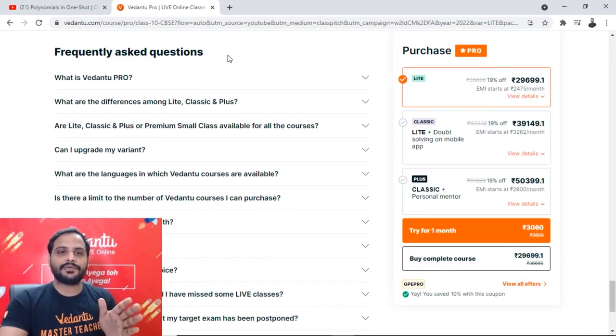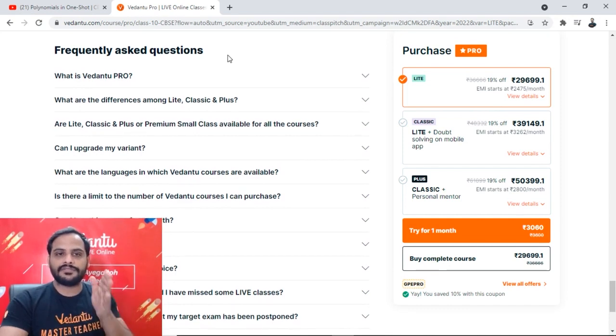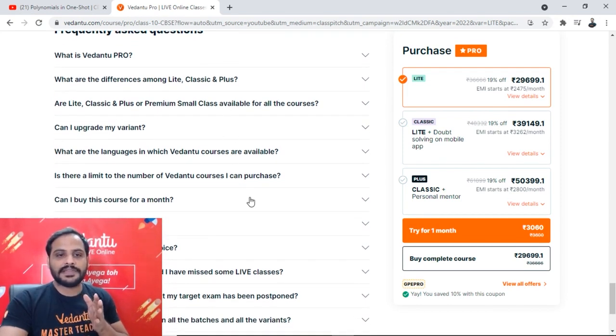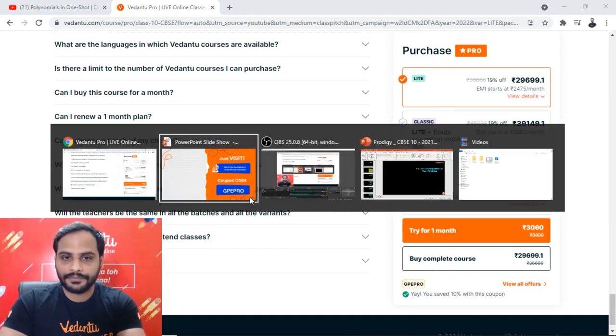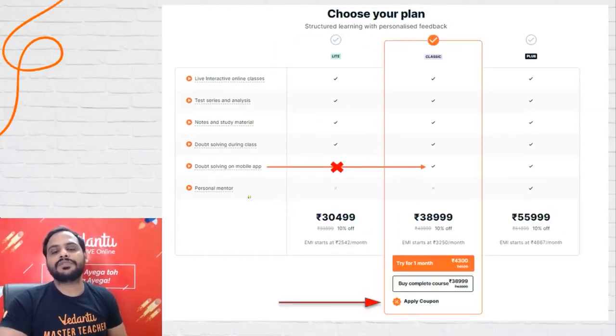Is there any other question? Please refer to the frequently asked questions, which will give you the answer to all the queries you have. All right, beta, now coming to Vedantu's improvement promise.